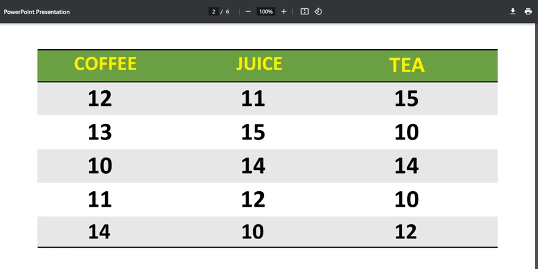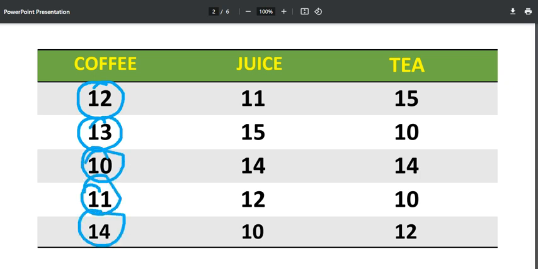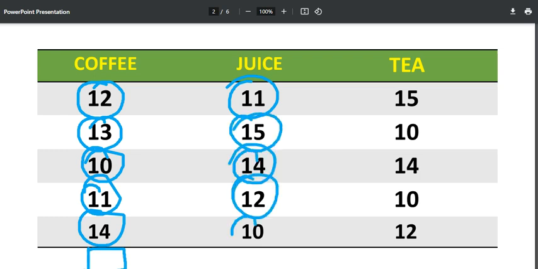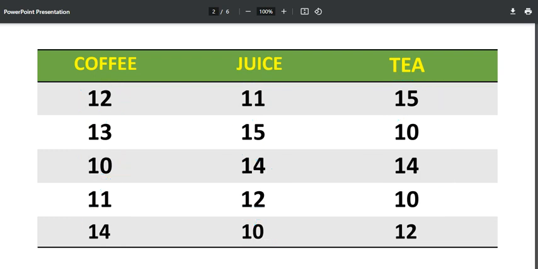And if the question asks you to calculate something like this, you can do it pretty easily. What you will do first of all is add all these: 12, 13, 10, 11 and 14. You will add all these and write it over here. Then 11, 15, 14, 12, 10. You will add all these again and add all of these. All right, so it's not that difficult. Okay, so let's add it right away.